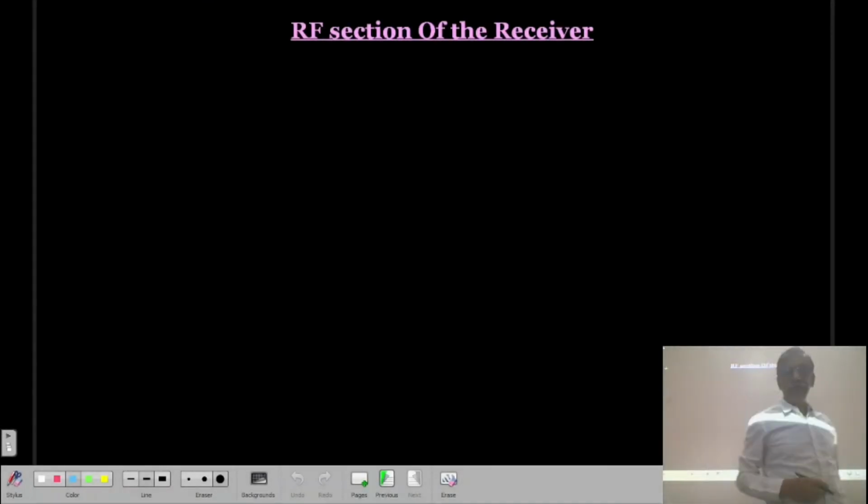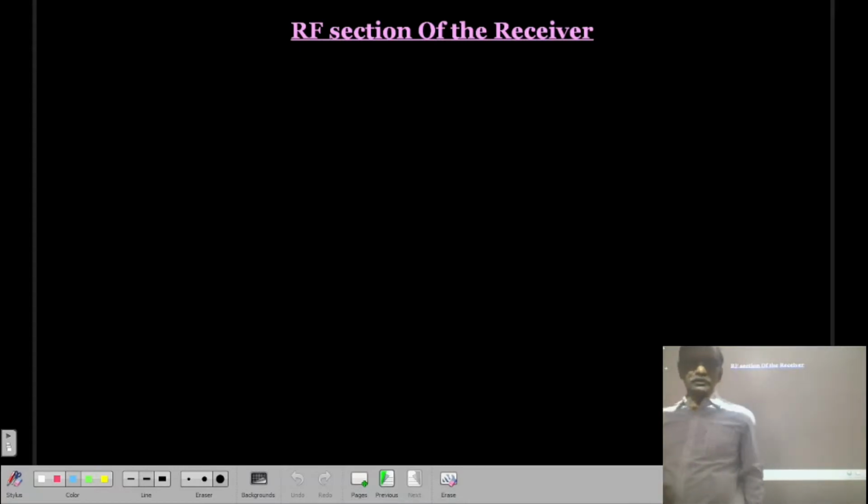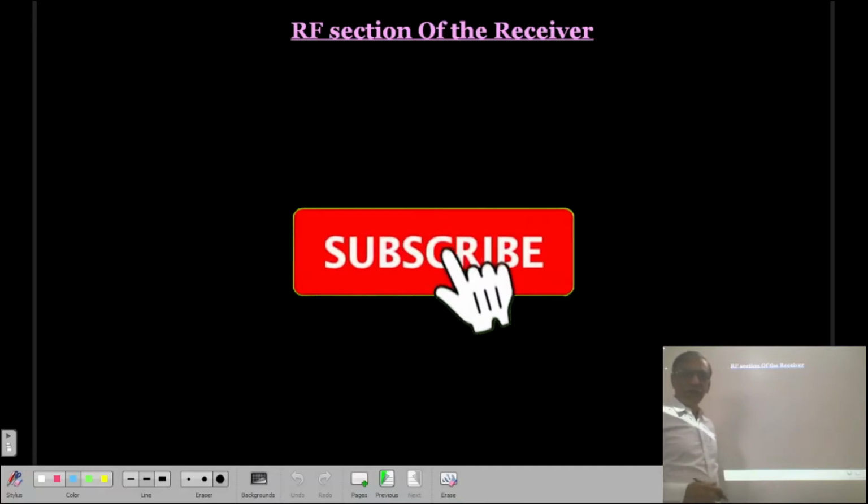In the previous video lecture, we discussed the block diagram of a superheterodyne radio receiver. Then we discussed the sensitivity and the selectivity of the radio receiver. Today in this video lecture, we will discuss a practical circuit of a radio receiver.